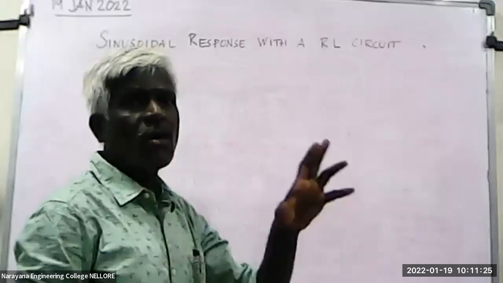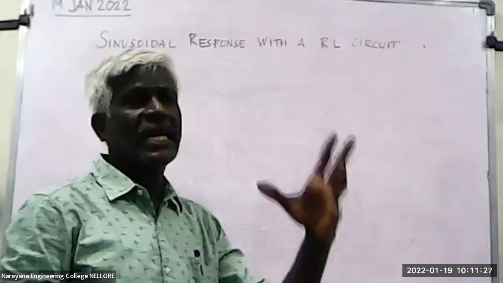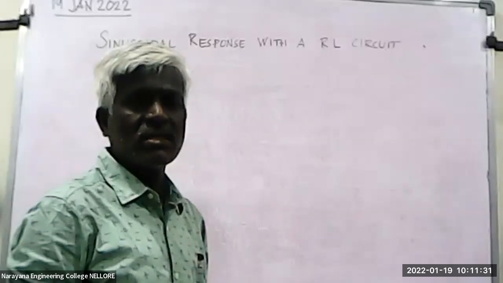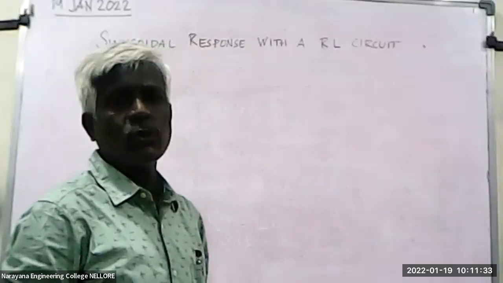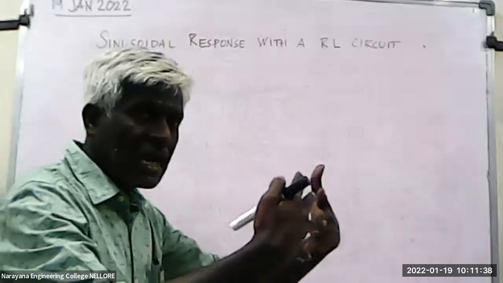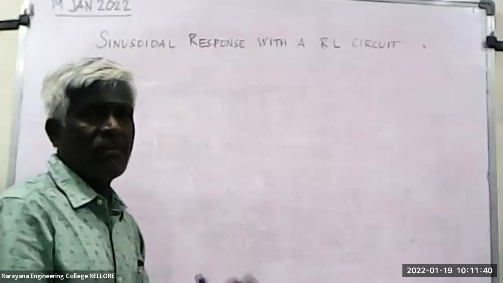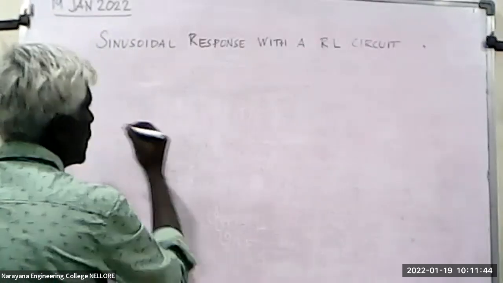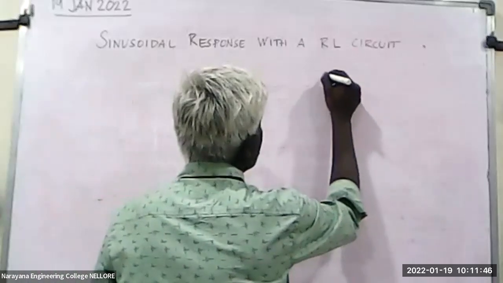We have seen how R will behave. We have seen how L will behave. R will have both the voltage and current in phase. L will have the current lagging behind the voltage, that we have seen. So when we combine the load like R and L, how they will behave, that is what we are going to see.